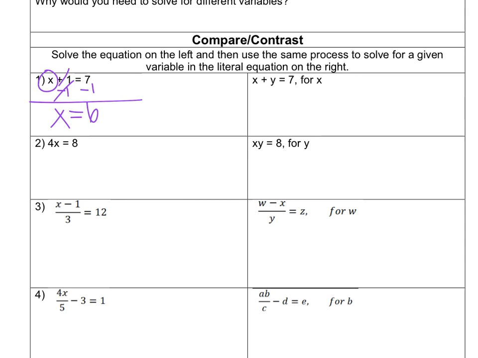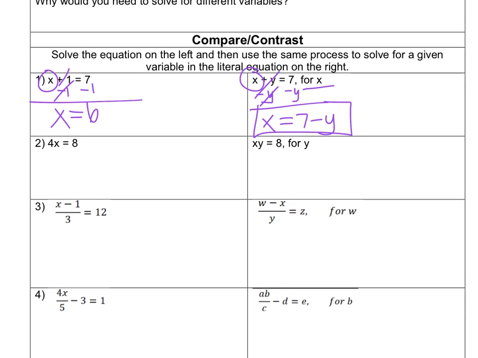So the same type of equation, x plus y equals 7. But now instead of 1, I have a y here. And we still want to solve for x. So I'm still wanting to get x by itself. I want this equation to equal x. So in order to do that, I need to subtract y from each side, because the opposite of adding y would be to subtract y. So y minus y is 0, and I'd be left with x equals 7 minus y.